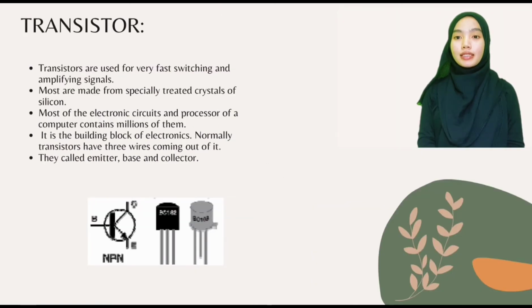Transistor. Transistors are used for very fast switching and amplifying signals. Most are made from specially treated crystals of silicon. Most electronic circuits and the processor of a computer contain millions of them. It is the building block of electronics. Normally, transistors have 3 wires coming out of them. They are called emitter, base, and collector.